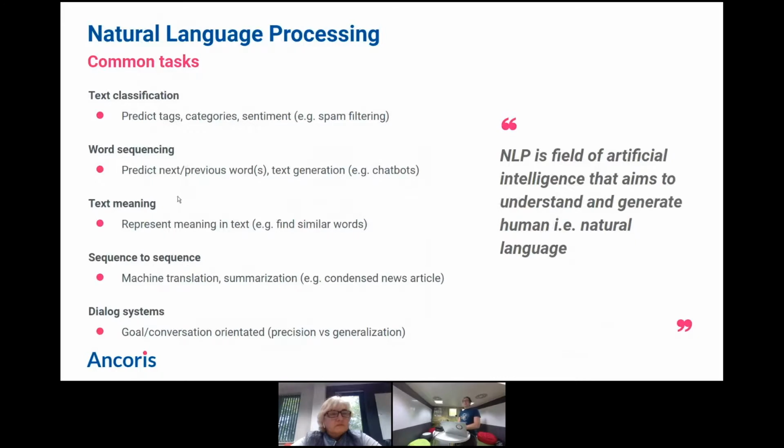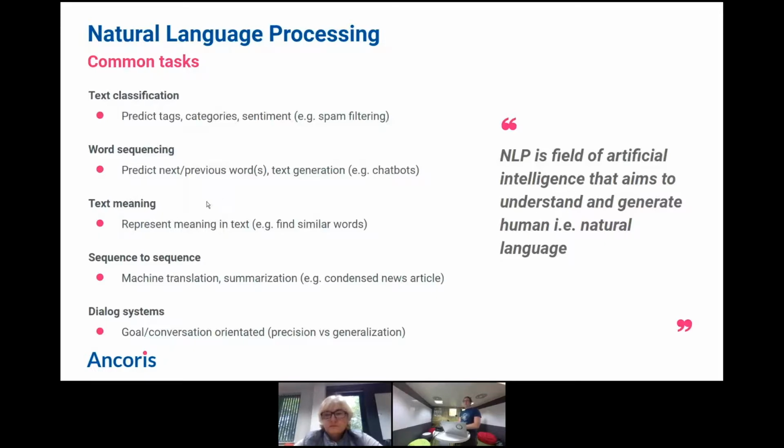Now, there's lots of different subtypes. I'll touch on some of these because they might spur potential use cases in your organization. But you've got text classification. So, for example, looking at things like sentiment, categorization, i.e., is this spam or not for an email platform? We've got word sequencing, so things like predictive text, chatbots, which my colleague Johannes is going to give you a demo of later on. We've got text meaning, so trying to find meaning in text.